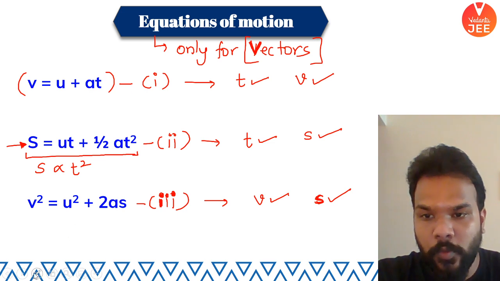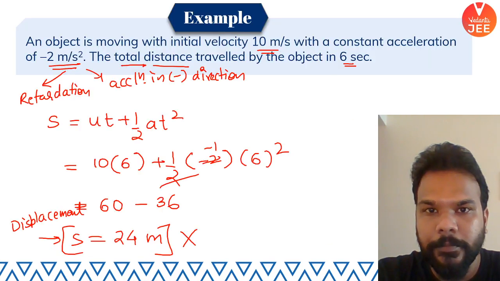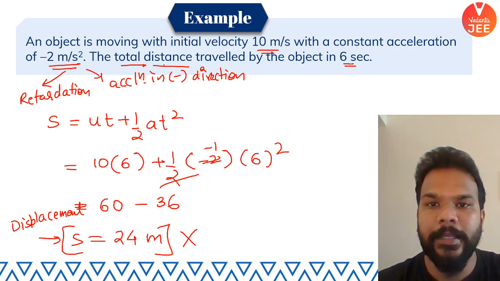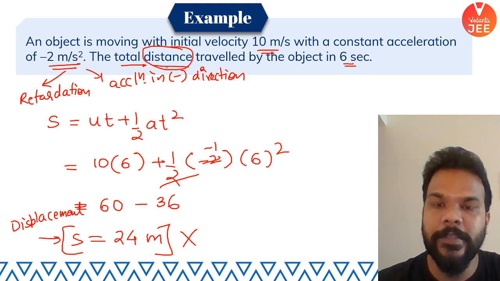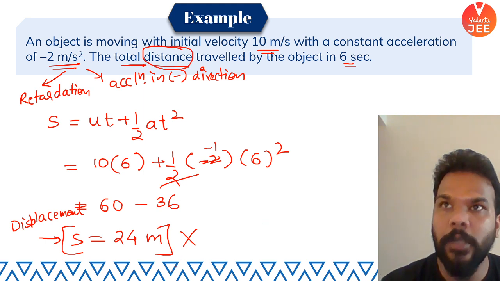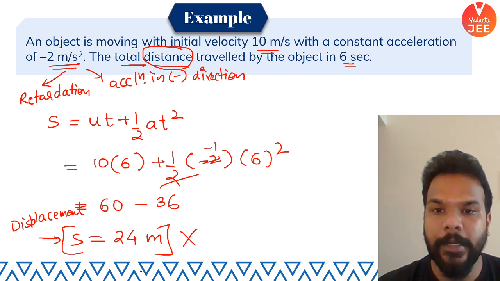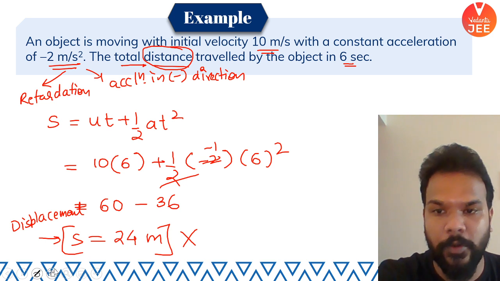What we are dealing with here is basically distance, which is a scalar quantity. So what you calculated is not incorrect in terms of calculating displacement, but it is incorrect with respect to the question that we are given over here.